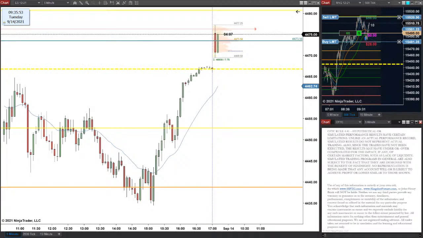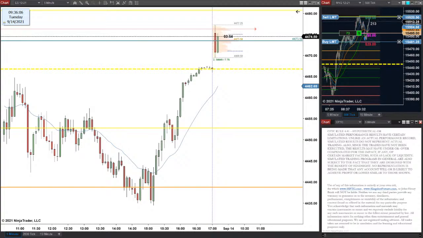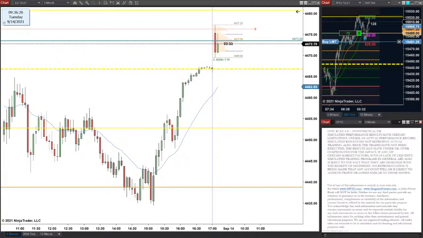Creating a bit of a volume node here on the NASDAQ. We got to close above this area. It's at 950. Wow. Pulling back to the 950s, trying to hold above. I don't mind letting this keep going, so long as we stay above the 950s. Dipping underneath it, taking the exit.